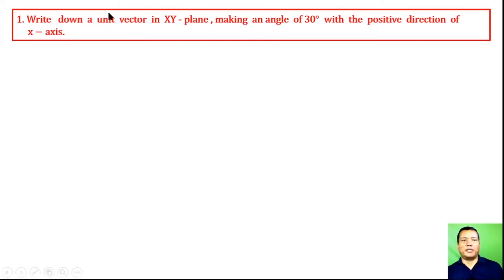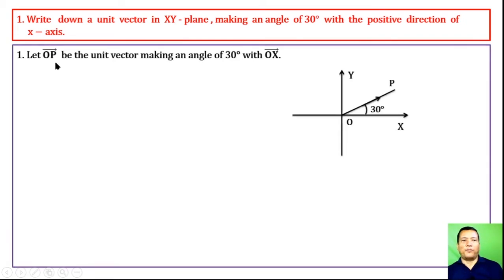Ahanba wahang, write down a unit vector in xy plane making an angle of 30 degrees with the positive direction of x-axis. Positive direction of x-axis ta 30 degrees semba xy plane da leiba unit vector ama putu'u. Let OP be the unit vector making an angle of 30 degrees with OX, the positive direction of x-axis.